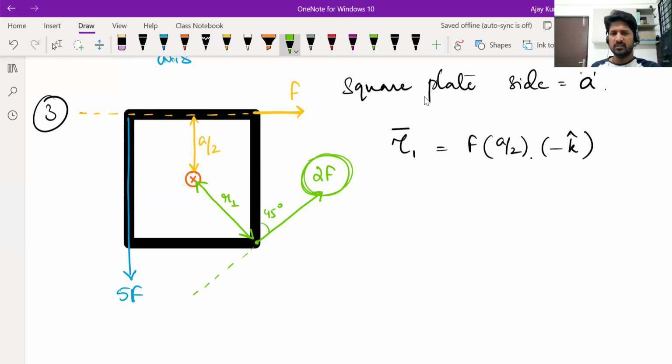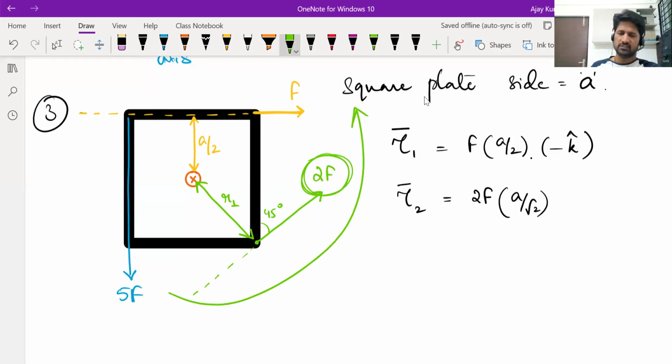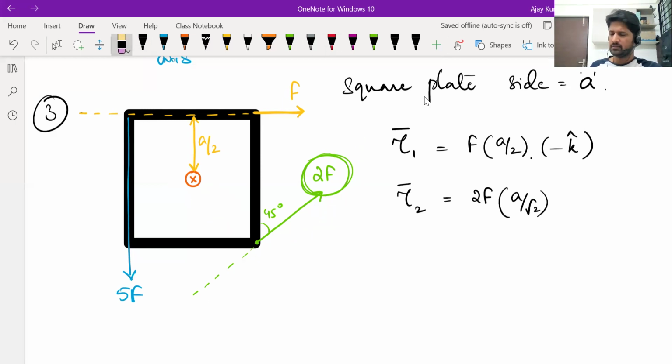Can any of you tell me how much this distance will be in a square, from center to one corner? A by root 2, correct. Then the torque produced by this force: the force is 2F and the perpendicular distance is A by root 2. And if you look at the way the force is acting, it tends to rotate this square plate in the anti-clockwise sense. If you take R cross F also, you'll see your right hand fingers curling anti-clockwise. R vector is from here to here, then turn in the direction of F. Anti-clockwise means out of your screen. So positive K cap.